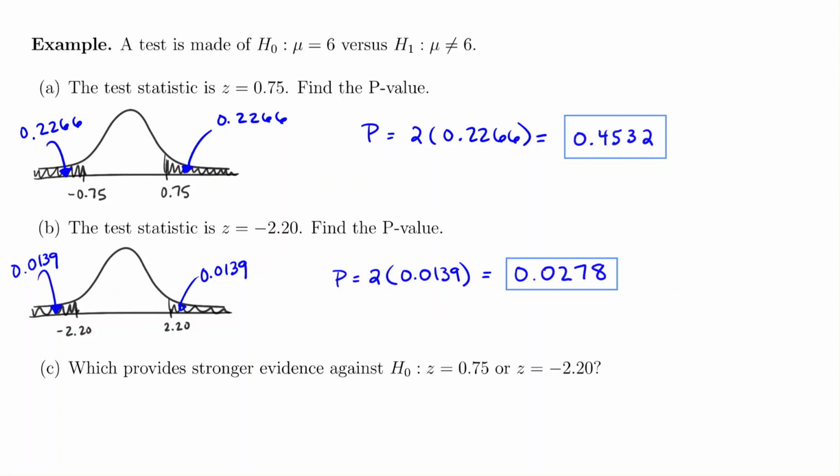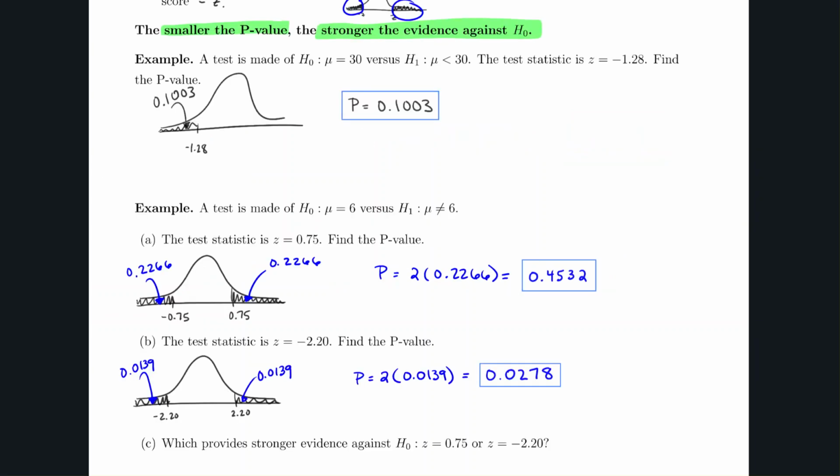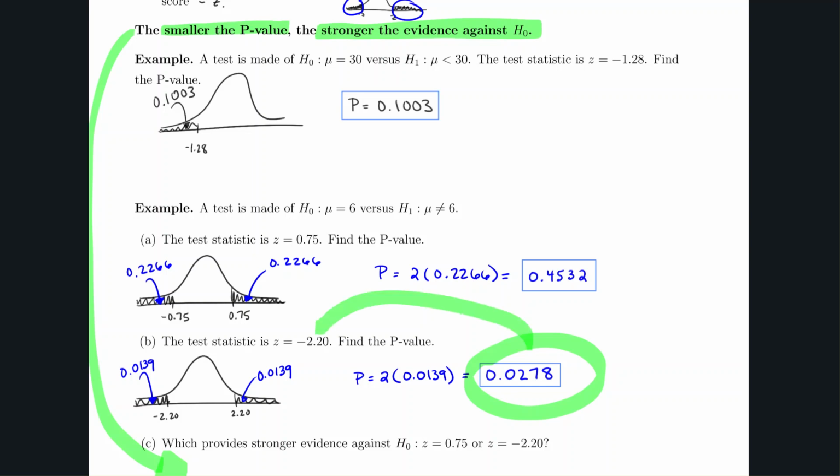Now our next question, which provides stronger evidence against H0, the z-score of 0.75 or the z-score of negative 2.2? The answer to this comes from what we have highlighted here at the top of the screen. We know that the smaller the p-value, the stronger the evidence. So between a p-value of 0.4532 and a p-value of 0.0278, I think we'd agree that that's the smaller value. This smaller p-value provides stronger evidence, and that's associated to a z-score of negative 2.2.